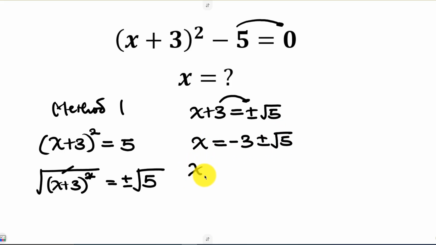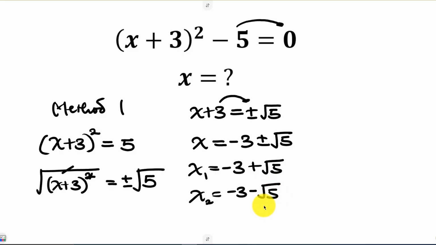So there are two values of x from here, which are −3 plus the square root of 5, or −3 minus the square root of 5. Very good. Now let's move on to our second method.